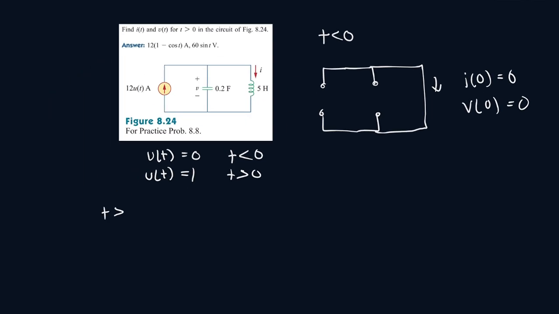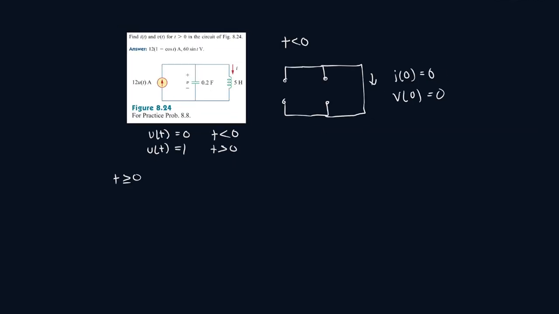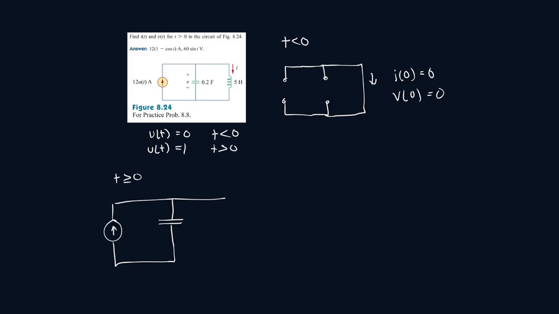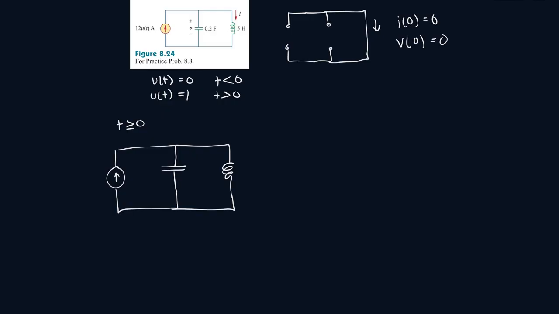Now let's view this when t is greater than or equal to 0. So we have our current source, we have our capacitor, and we have our inductor. Okay, so what we're going to do now is view the circuit. Since we have this current source here, wait, hold on, let me just write the values in first.